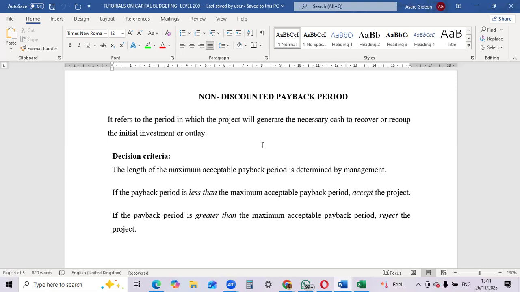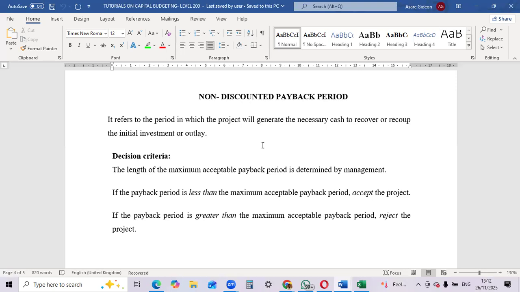So for instance, if it's going to take us 3 years, then it means that that third year becomes our payback period. And so it took us 3 years to generate the necessary cash to recover the initial outlay. That is the interpretation. Are you getting it? Now, what is the decision criteria?